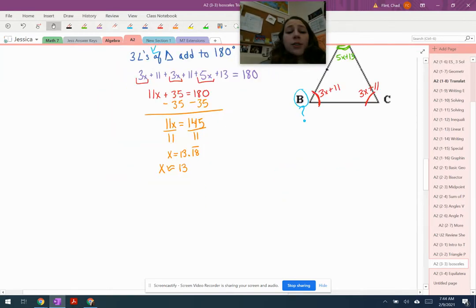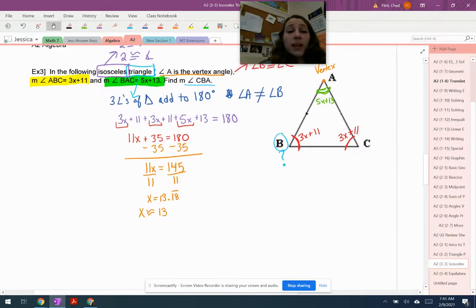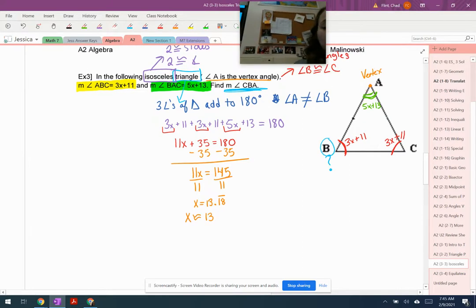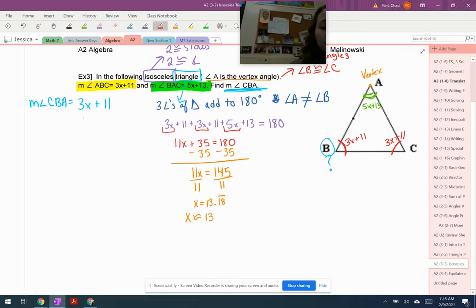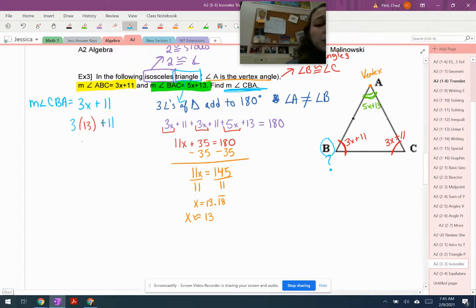All right, so we've got our x value. Now we've got to answer the question. The question was asking me, find the measure of CBA. Okay, so the measure of angle CBA is equal to, we said CBA was that 3x plus 11. I have x as 13 now. So 13 times 3 is 39, plus 11 gives me a nice even 50. So the measure of angle CBA is equal to 50 degrees.